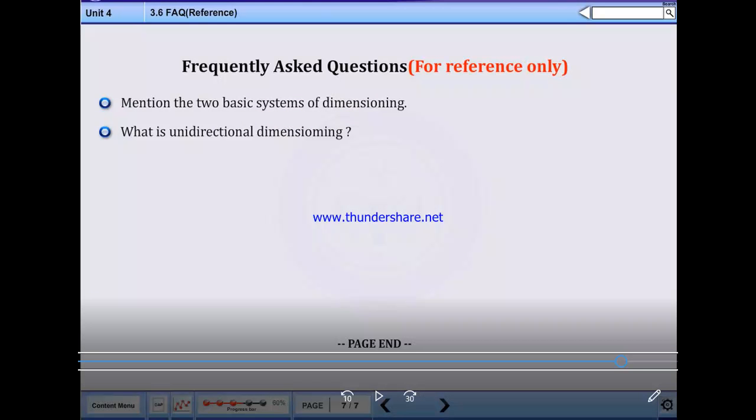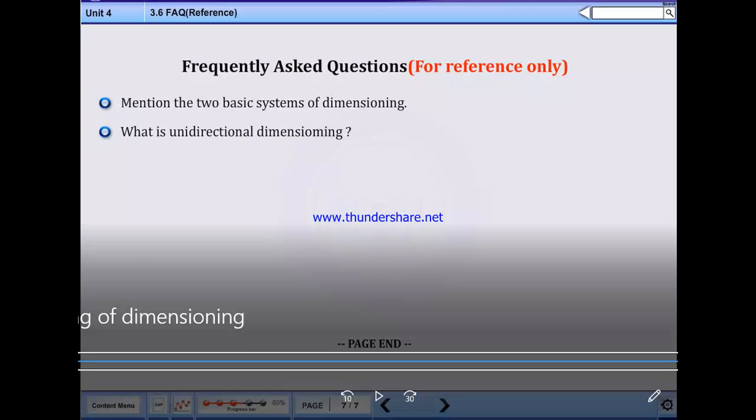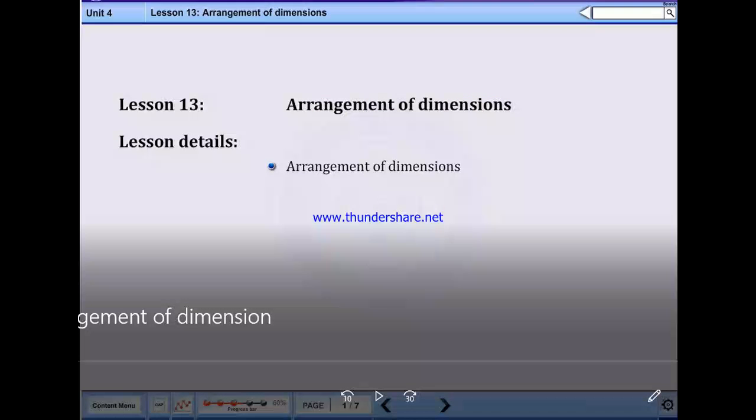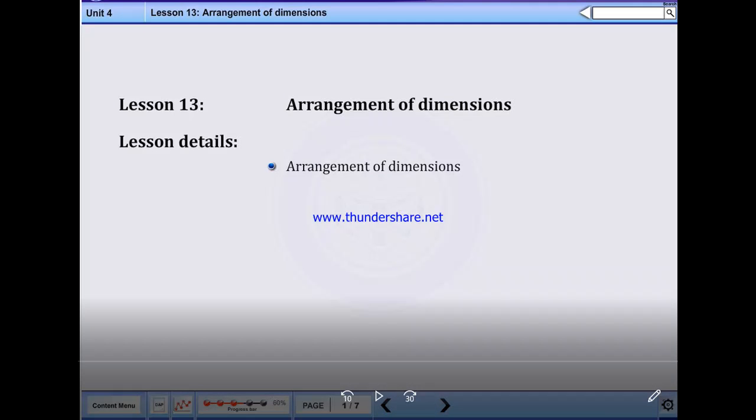Now we are going to ask from this topic: mention the two basic systems of dimensioning. What is unidirectional dimensioning? We may ask questions like this in the examination. Note this. And the next topic is arrangement of dimensions.